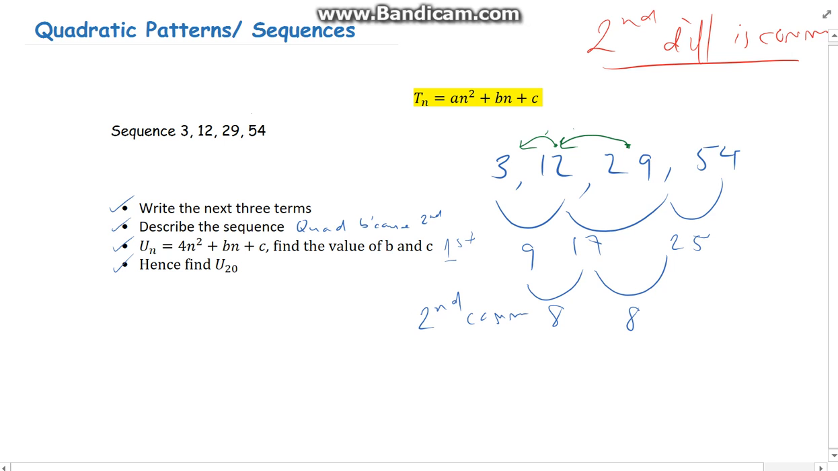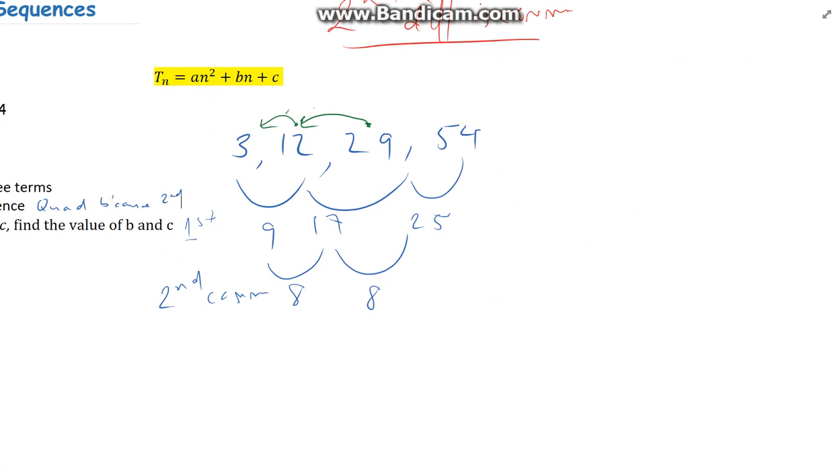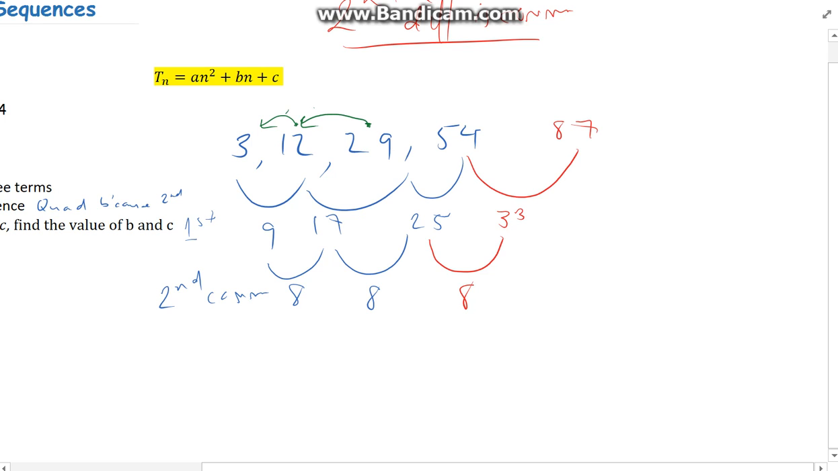The first question they asked was to write the next 3 terms, so we'll have to continue this on. Use your calculator for this because it's really easy to make a mistake. You're going to add 8 to 25, which gives you 33. That means you add your 33 to the 54, which gives you 87. That's the next term. Now, from your second common difference, you add 8 to 33. It'll give you 41. Add 41 to your 87, which gives you 128.